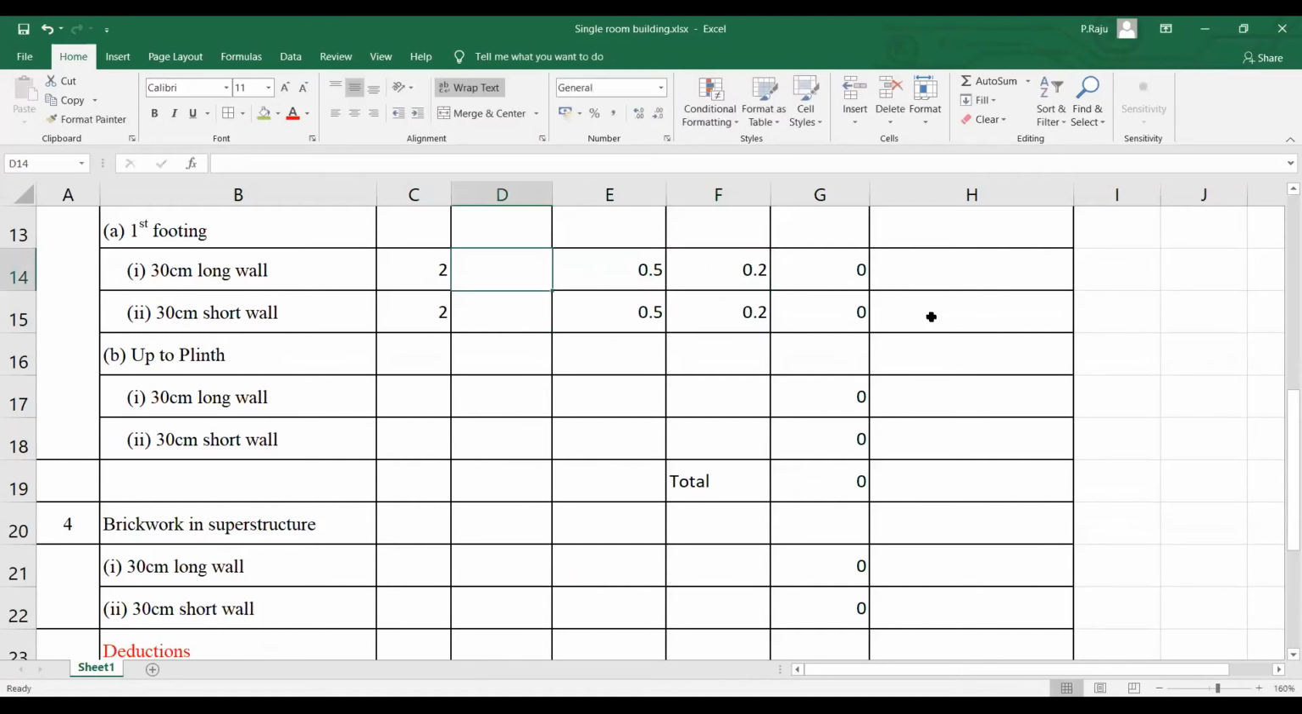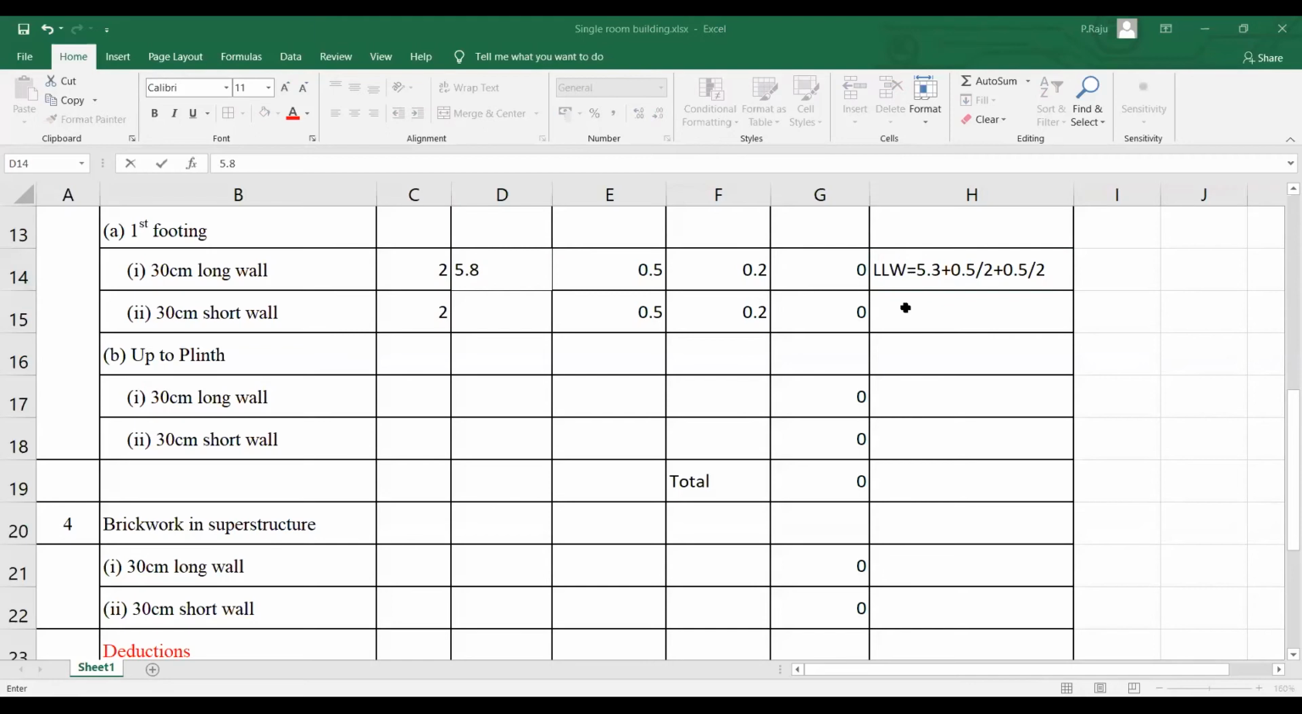Then what about the length? Length of long wall is equal to, okay, the center to center line length of long wall, which is 5.3 meters, plus the half width on one side, half width on other side. Here it is the level of first footing. So at first footing it is 0.5. So 0.5 by 2 plus 0.5 by 2. Okay. So the total is 5.8. Is it clear? I think it is clear.